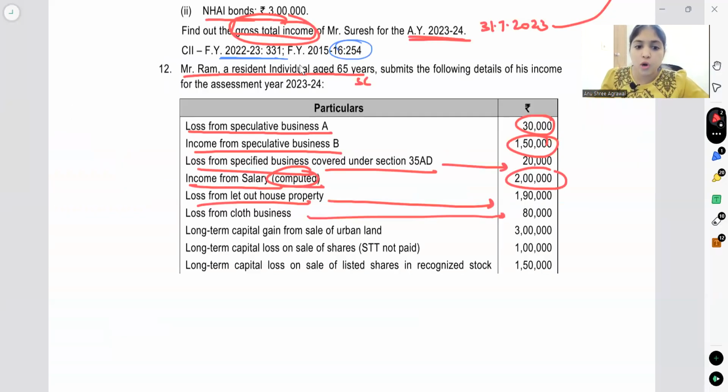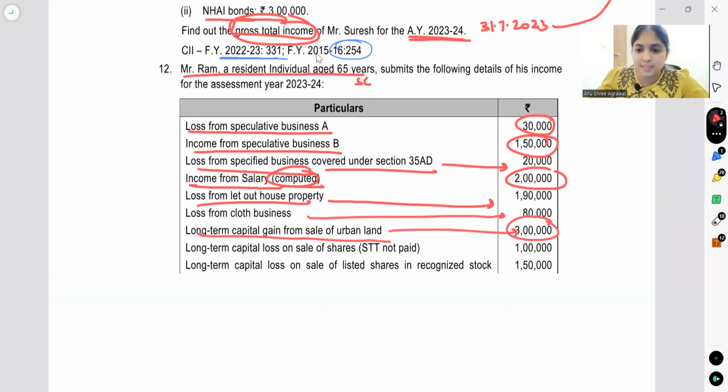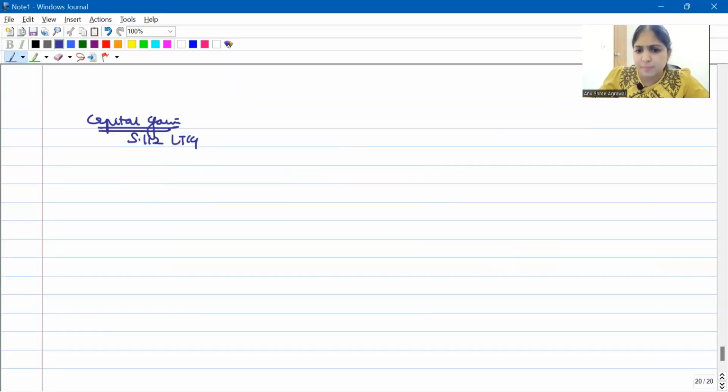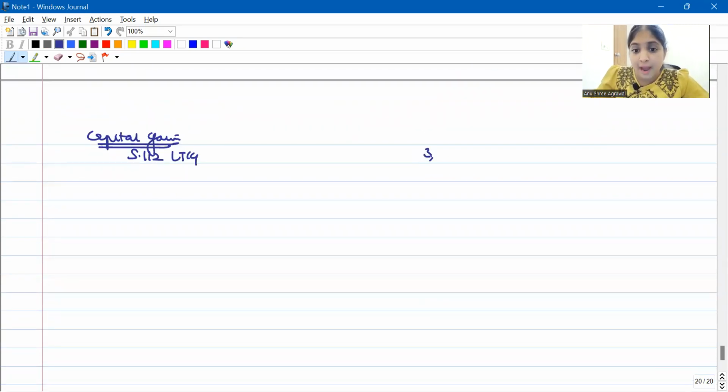Then we have long-term capital gain from sale of urban land. Guys, LTCG. What kind of LTCG is this? This is clearly section 112 LTCG, guys, because it is from sale of land. So 112 LTCG, 3 lakhs. Had it been listed equity shares, STT paid and all, I would have spoken about 112A.